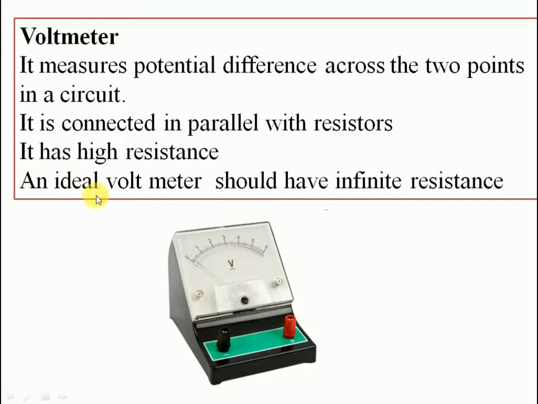An ideal voltmeter should have infinite resistance. That means there should not be potential drop across the voltmeter, because when resistance is infinite, current is zero, so V is equal to IR, 0 into infinity will be 0, so it will not affect the potential difference to be measured.